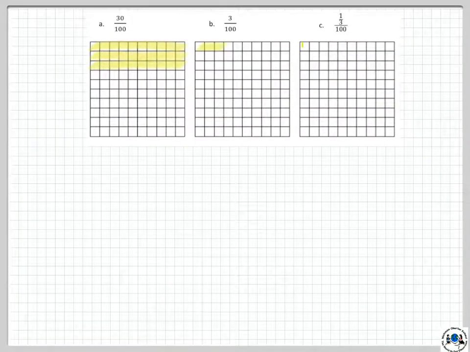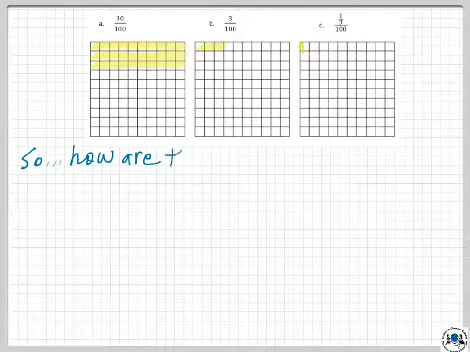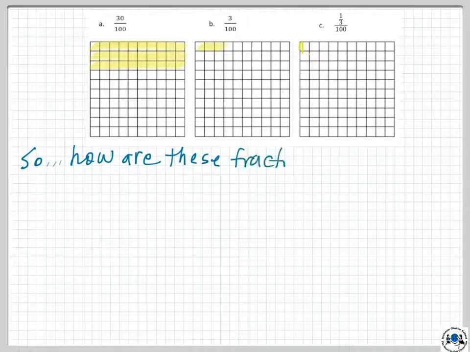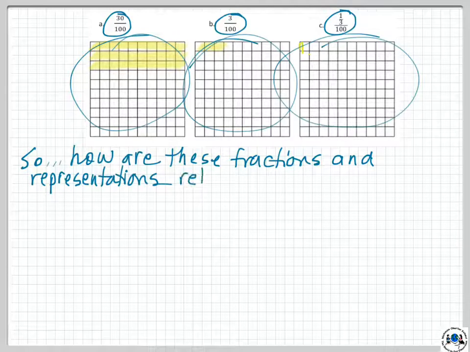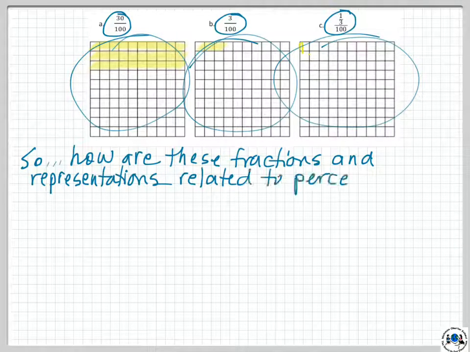Okay, let's look at this a little bit more closely. Here are our shadings. That was done there now. Let's go ahead and look at this and ask this question: how are these fractions and representations related to percents? You can see our fractions are 30/100ths, 3/100ths, and then 1/3 of 100ths.